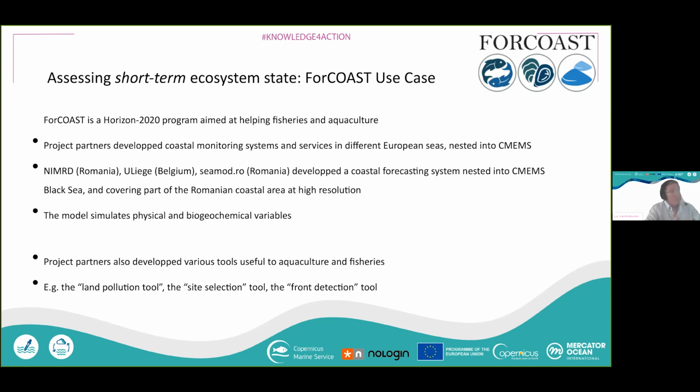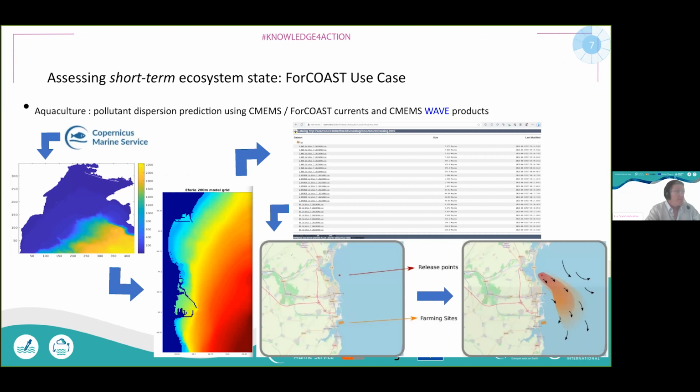And apart from doing the models, the different partners in the Four Coast project also developed tools which are useful to fishers and to aquaculture. And I will present to you now the model we developed and some of these tools. So here on the left side, you can see a high resolution model just of the northwestern shelf in the Black Sea. And this model takes boundary conditions from the CMEMS models on its open boundary to the south and to the east. And then inside of this area, we have another area located here at an even higher resolution.